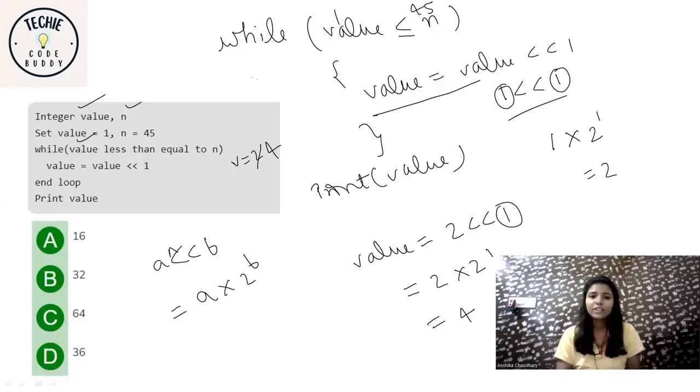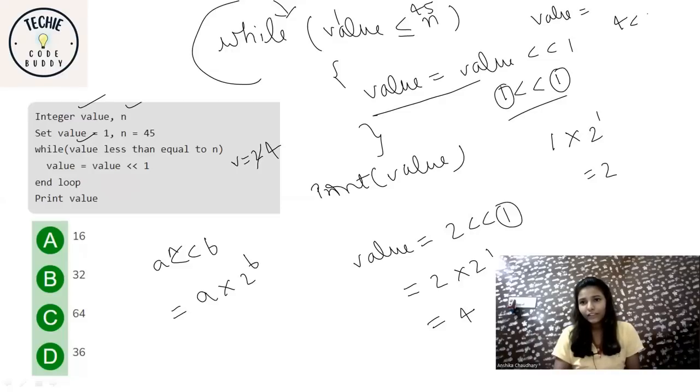Again check in the while loop condition whether value is less than 45 or not. Yes, 4 is less than 45. So we will again come into the while loop and update the value. Now the value will be 4, left shift 1. At the place of A there is 4 now, and at the place of B there is 1. So 4 to the 8. The updated value of value is 8.